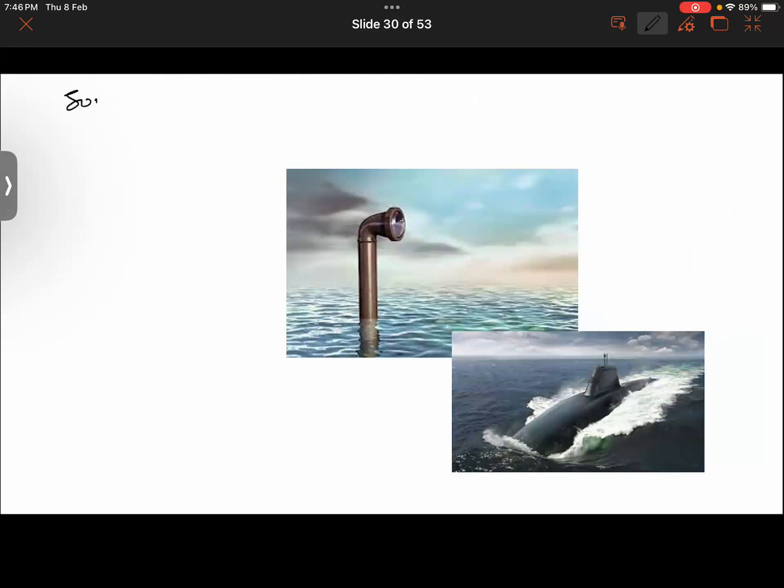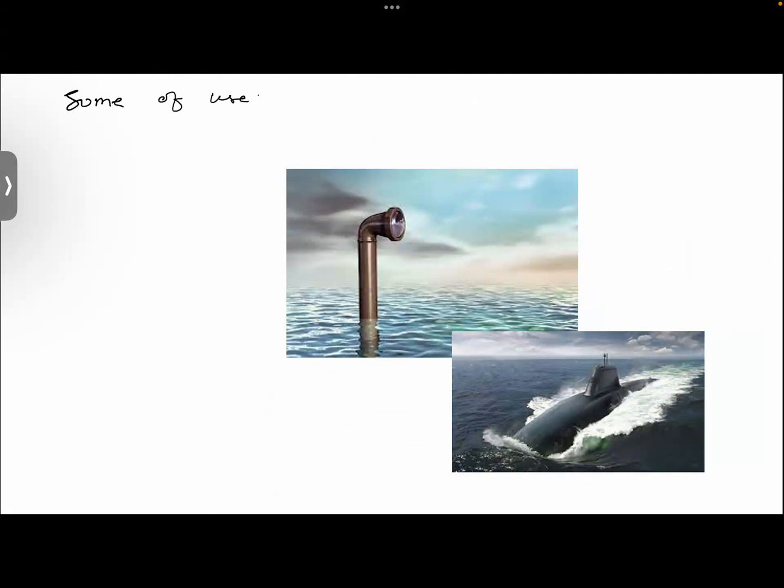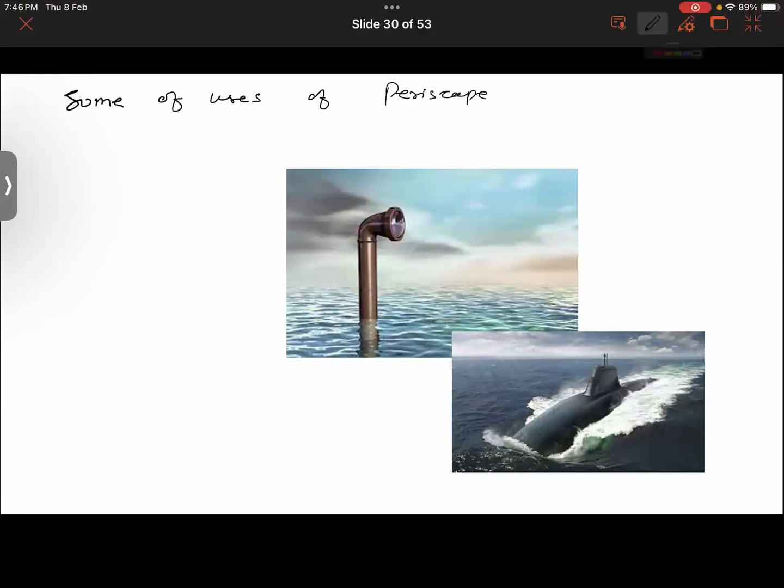Now, can you guys think of some of the uses of a periscope? Sir, it is used in submarines. Exactly. From the diagram itself, we can see it is being used in submarines, right? Okay, what else? Think of some other field in which it can be used.